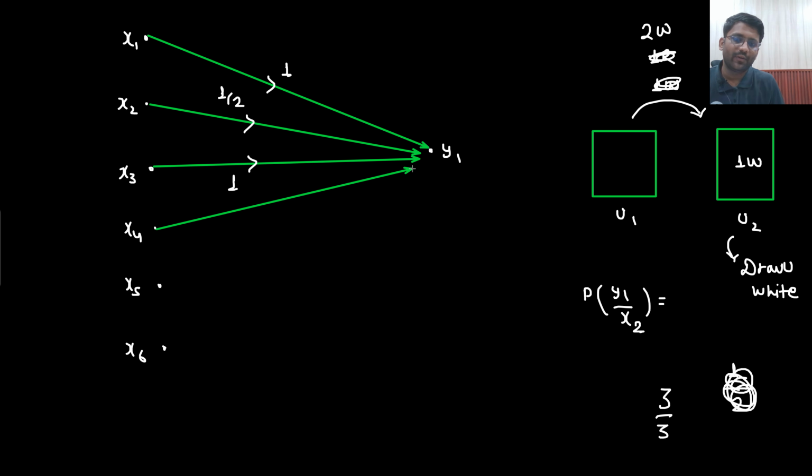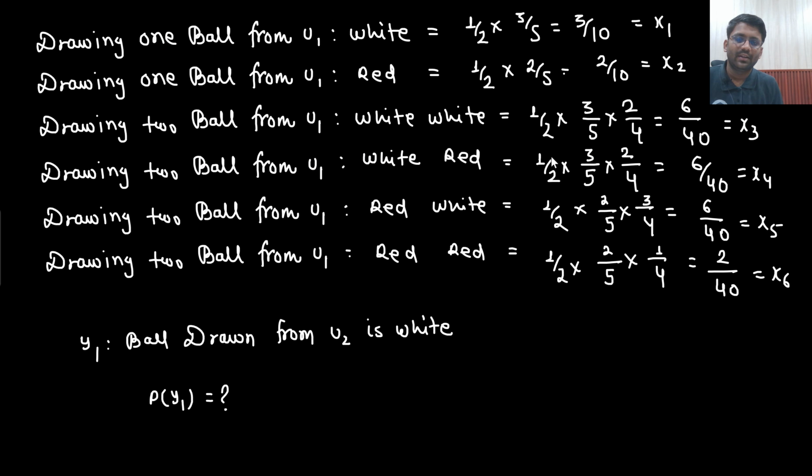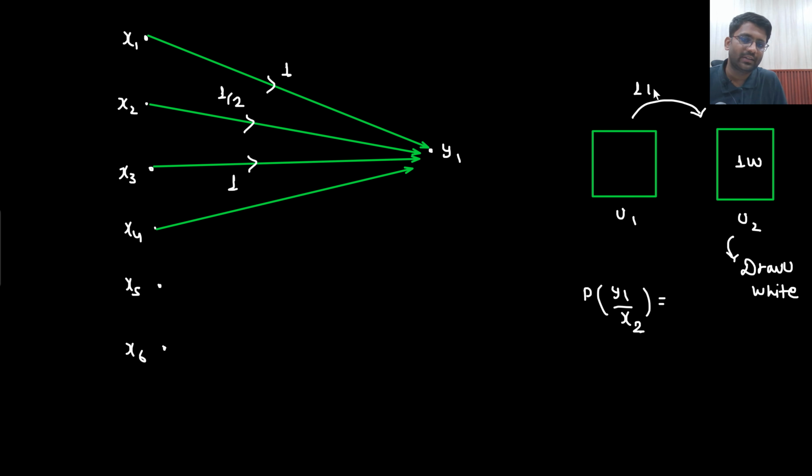What is the probability of getting a white ball such that you are transferring 1 white and 1 red? So total balls will be 3. And out of them, how many will be white? 2 of them will be white. Answer will be 2 by 3.